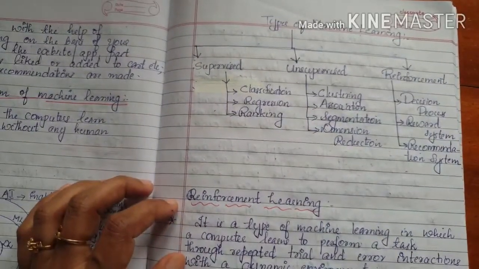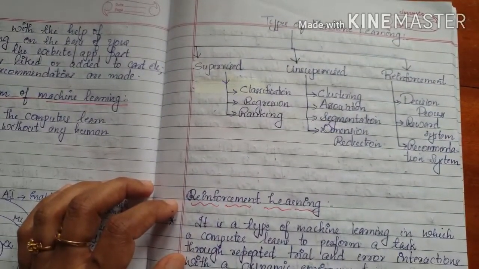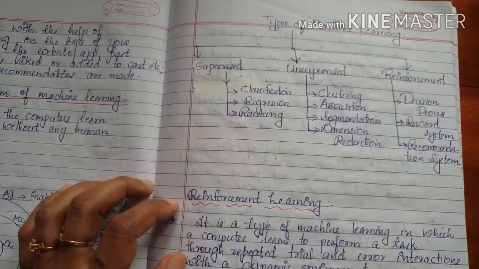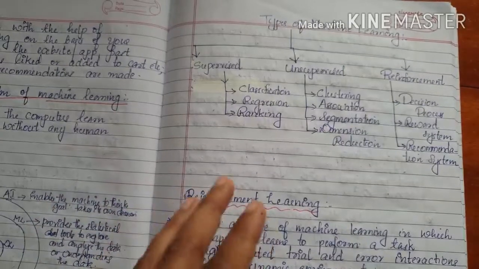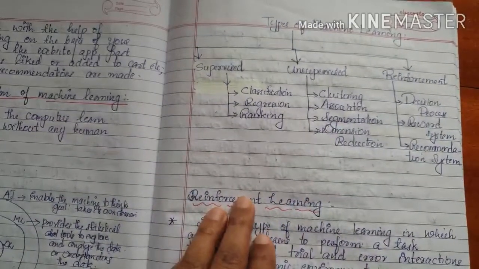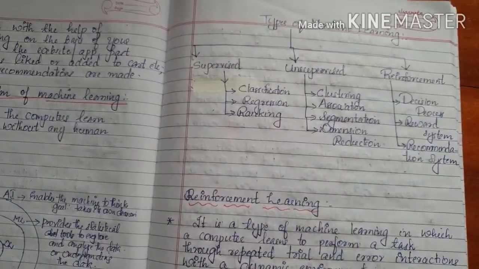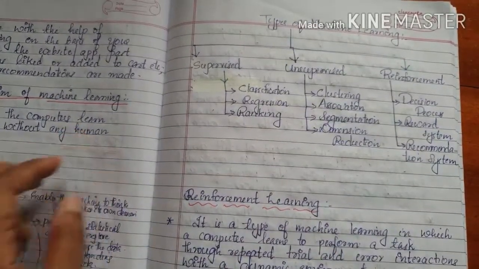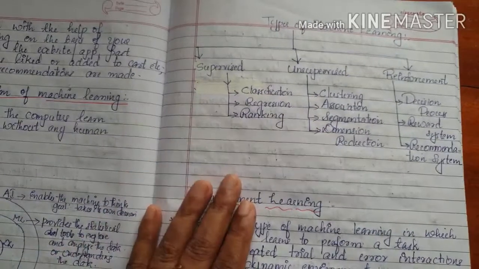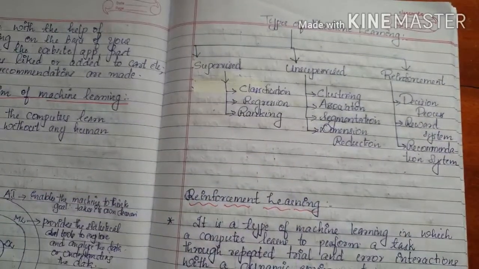Please watch my first video also. There I described the supervised learning in detail. Somehow the same thing is repeating here, but the new things I am going to describe here are unsupervised and reinforcement learning. Anyway, we can start the topic, that is types of machine learning.